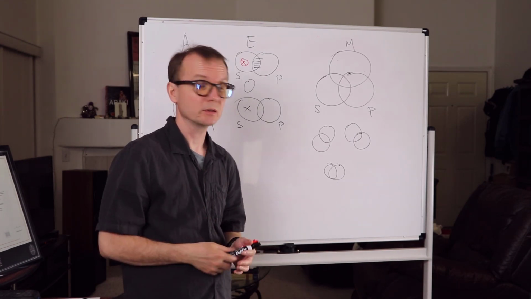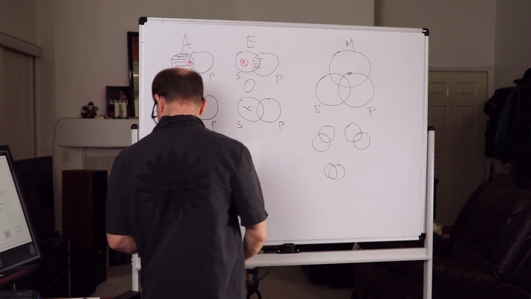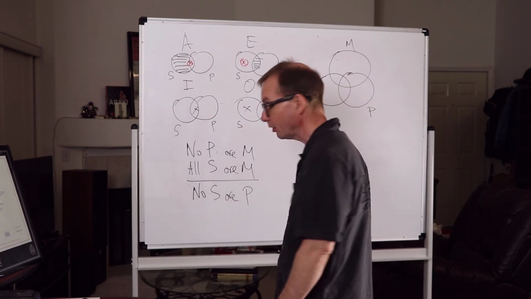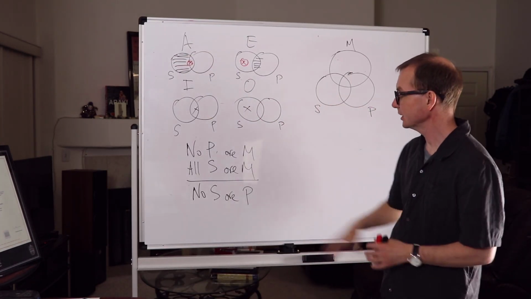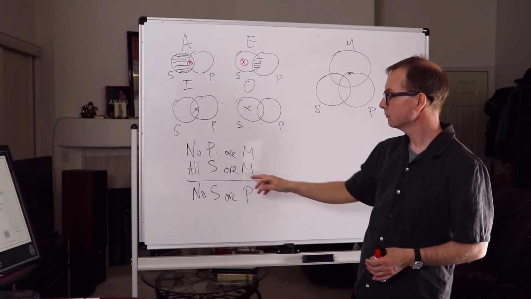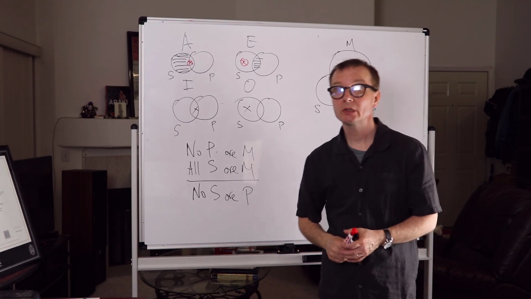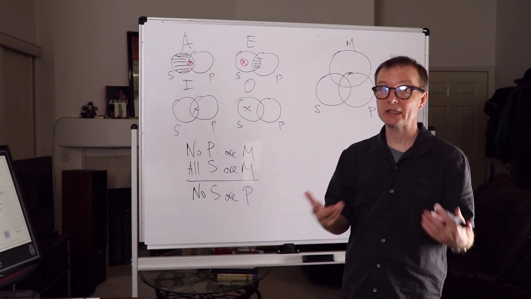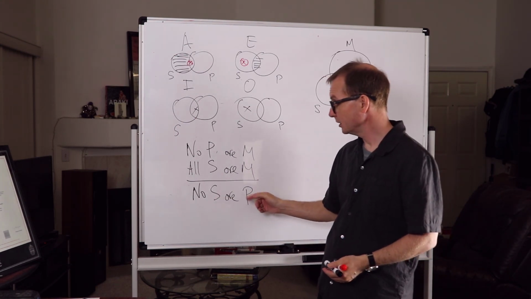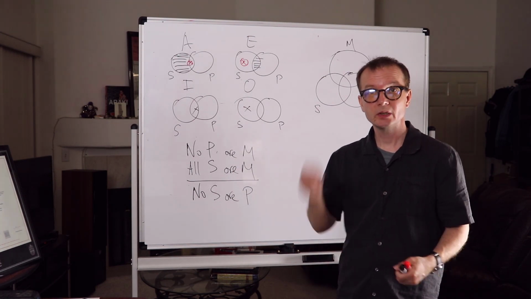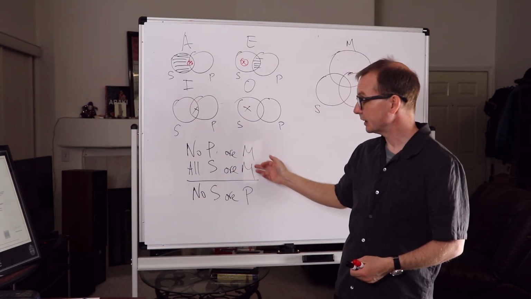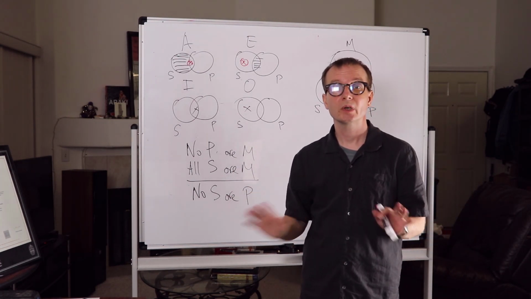The first one is this. Okay, so the first one is no PRM, all SRM, no SRP. Note that they already named them very nicely. They put S and P on the bottom, as they should be, subject and predicate term, and M stands for middle term, whatever that may be.